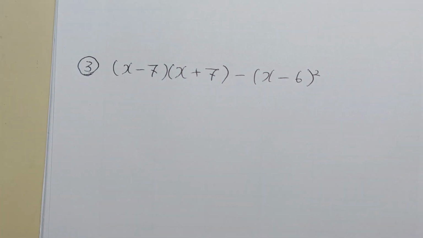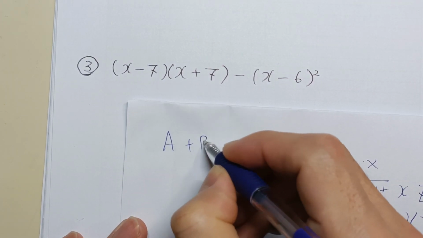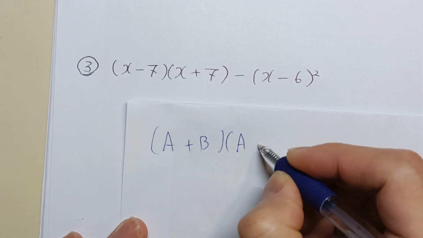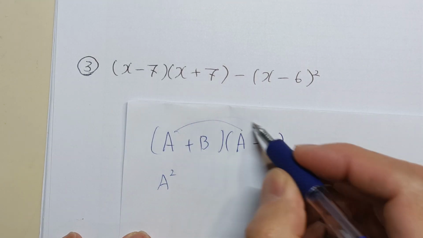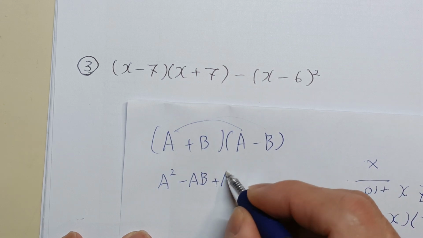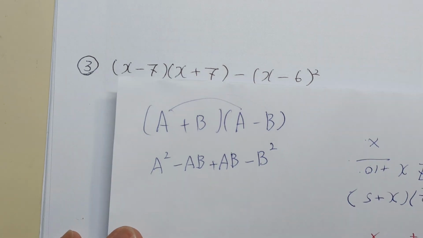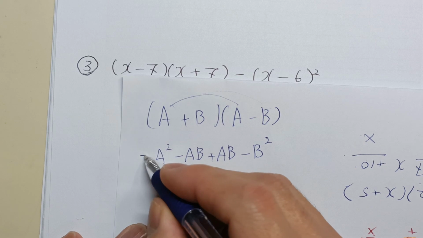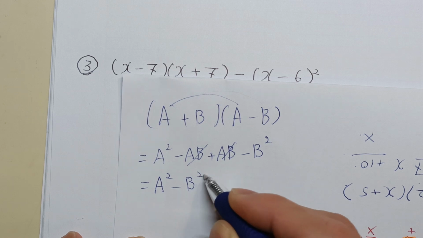This type is this type. Okay, I will. A plus B bracket A minus B. A times A is A squared. A times negative B is negative AB. B times A, which is AB. B times negative B is negative B to the power of 2. If you expand this one cancels each other. So the answer is A squared minus B squared.